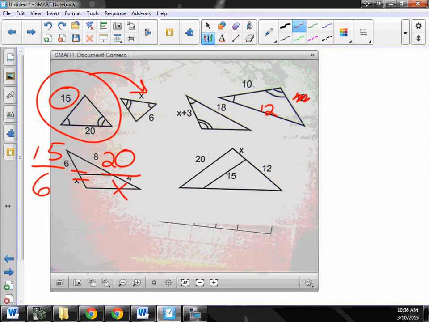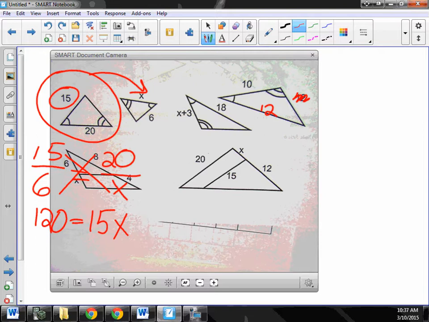Cross multiply. So I times those two together, and I times those two together. 120 equals 15x. Divide by 15. X equals 8. So 8 is the only number that can go in that spot to make the triangles similar.